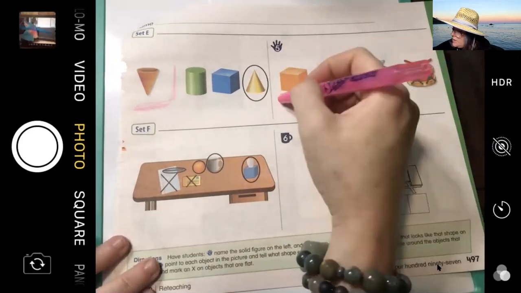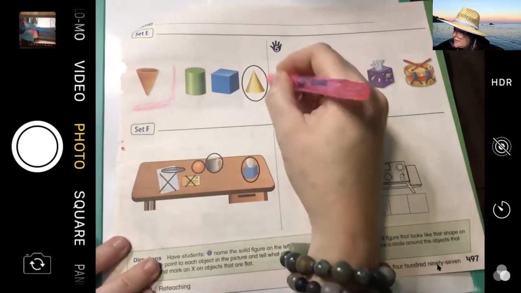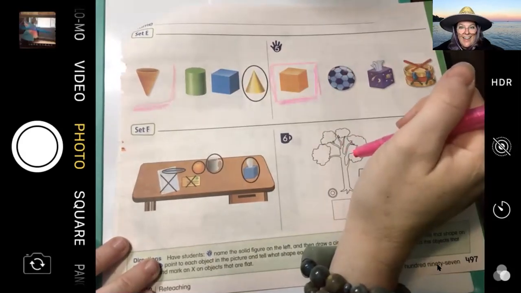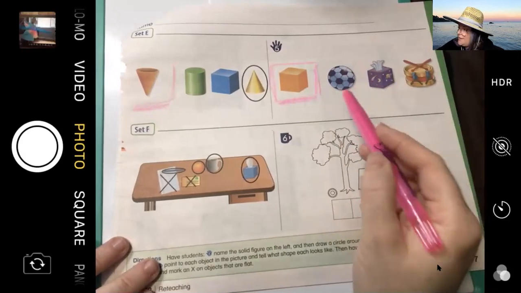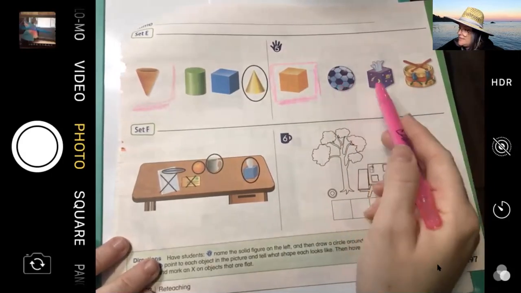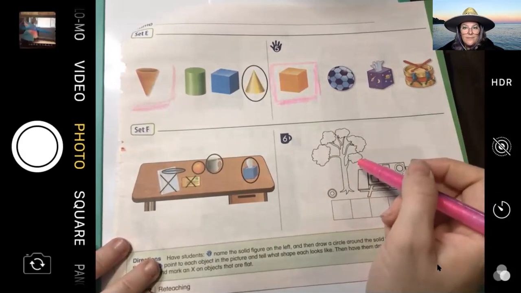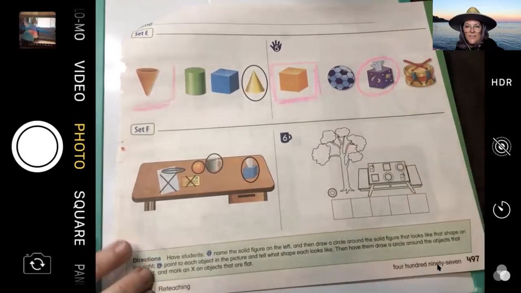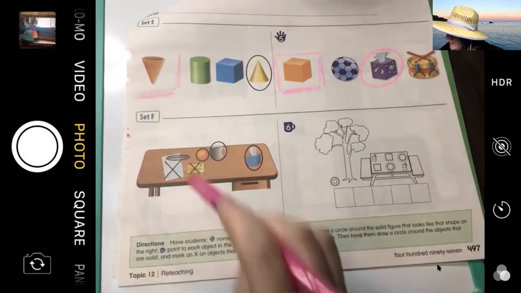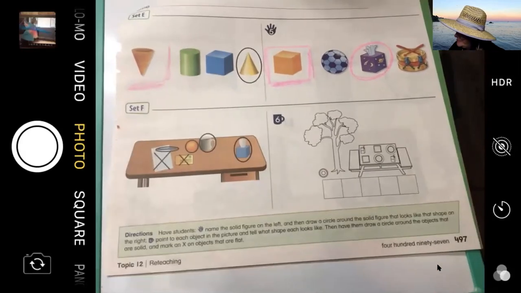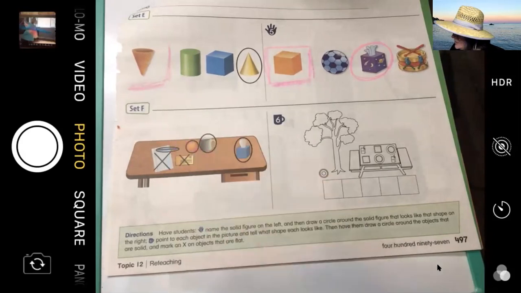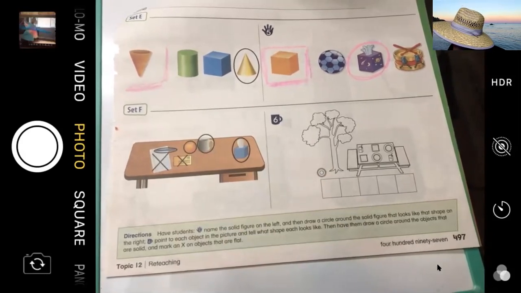So for number 5, what's the name of this 3D solid shape? Yeah, it's a cube. So which one of these objects is also a cube? A box of tissues, you're right. Perfect. Now let's look at number 6 and set F here. So you'll take a look at set F. They've shown you what they want us to do. It says point to each object in the picture and tell what shape each looks like.